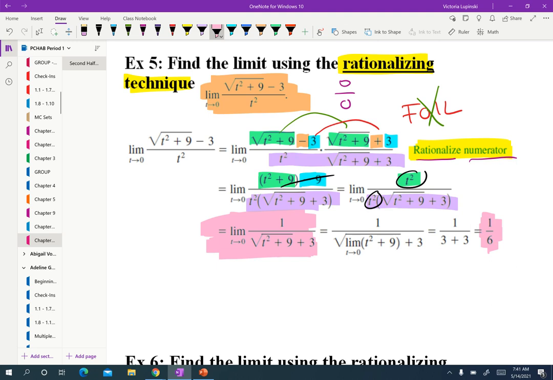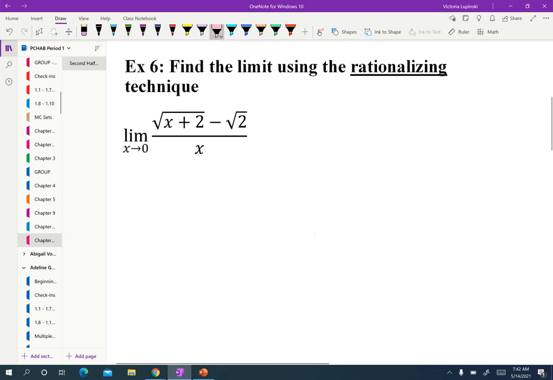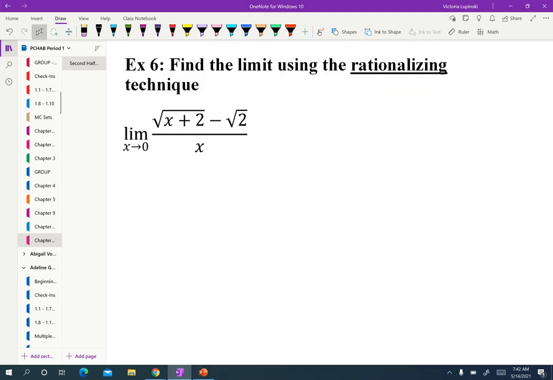So again, this is, I guess, technically the third technique, which is rationalizing the numerator. Let's go ahead and try another one all the way through. So take a look at this problem. Again, you should verify that if you plugged in 0, you would get 0 over 0. So that means I'm going to have to go ahead and multiply.